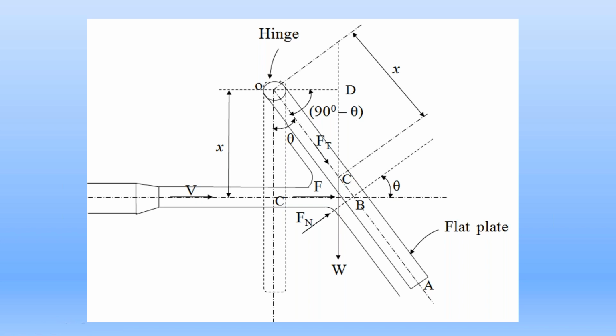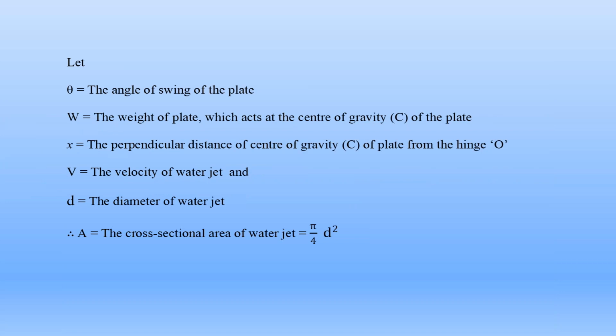So after the deflection, the hinge plate is subjected to two types of moments. Clockwise moment due to weight W, anti-clockwise moment due to force Fn. Now coming to this calculation of angle theta. So far I explained the concept theory in this impact of water jet on the hinged metal plate.